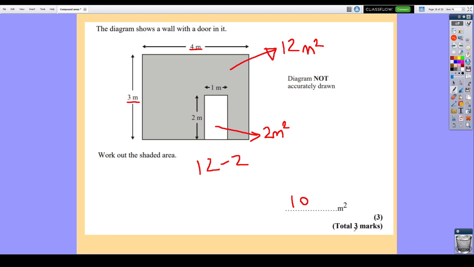So you see we've got a 3 mark question here. So we can have a mark for our area of the wall, a mark for our area of the door, and a mark for doing the subtraction here, and obviously getting our right answer from that.